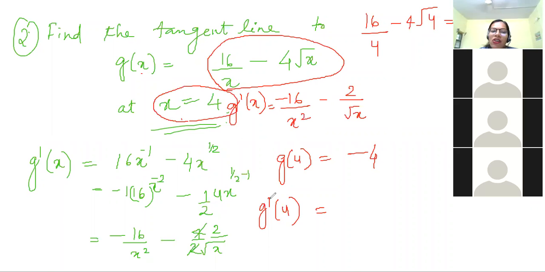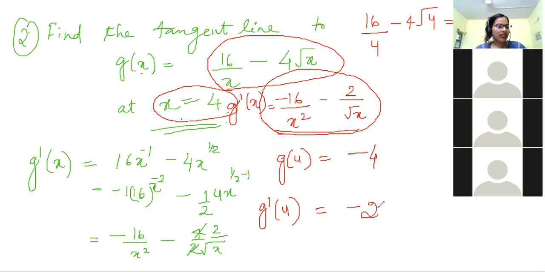Similarly, put the value of 4 in g dash of x in this equation. So how much are you getting? Minus 2, ma'am. Very good. So it becomes minus 2. Now you have to put these values in the equation which I showed you just now, y minus y1 by x minus x1. So those values you have to put. So your equation then becomes, one sec.